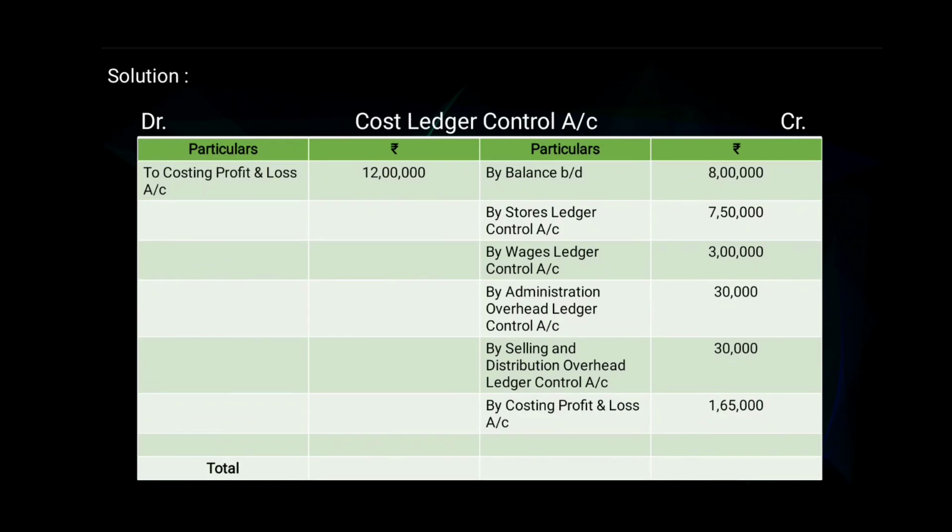So let us take the total of cost ledger control account. So the total amount is 20,75,500, and the balancing amount is coming on the debit side to balance carried down. So the amount is 8,75,500.